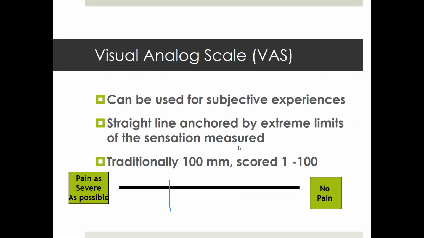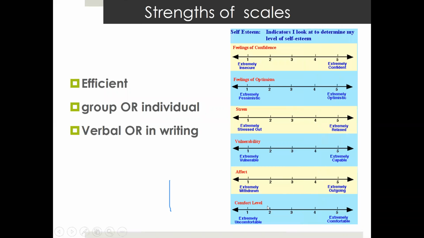And so it's a very accurate method of measuring a subjective experience. It's a visual analog scale. So these can also be done with groups or individuals. So they can be done verbally or in writing.